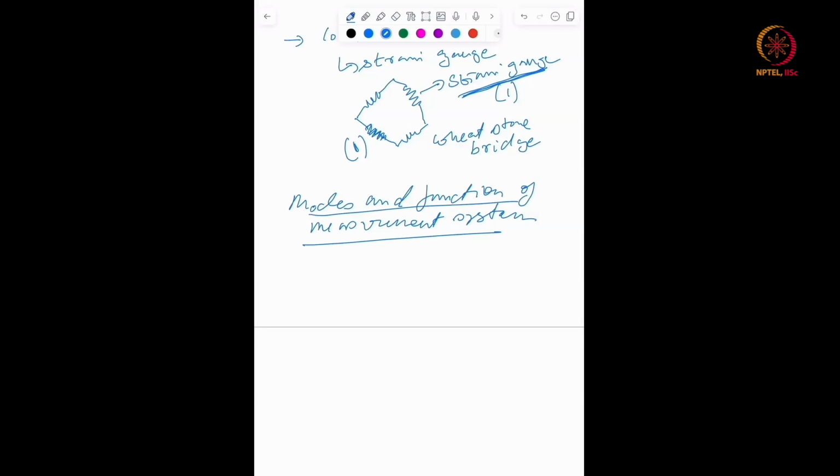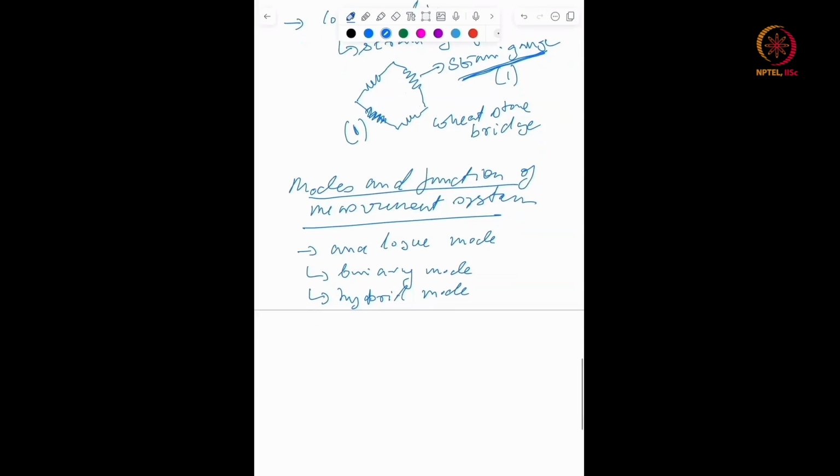You look at it carefully. Each component of a measurement system may operate in an analog mode, or it can operate in a binary mode or in a hybrid mode. All right, so it may be passive or it may be active sensors, each class of the measurement system. So the main functions are like this.